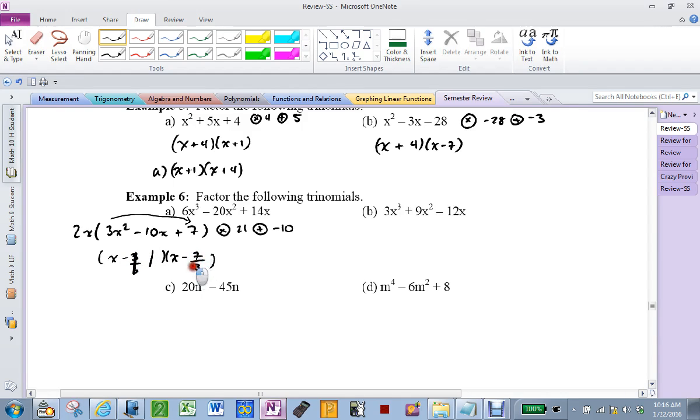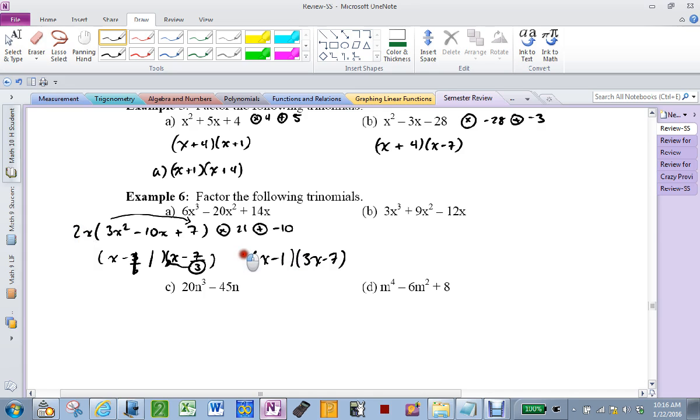What do I do with that? Does it simplify? So where does that 3 go? To the front. And I have x minus 1 and 3x minus 7. That will be choice B. Is that correct? No. Why? Because you forgot the 2x.